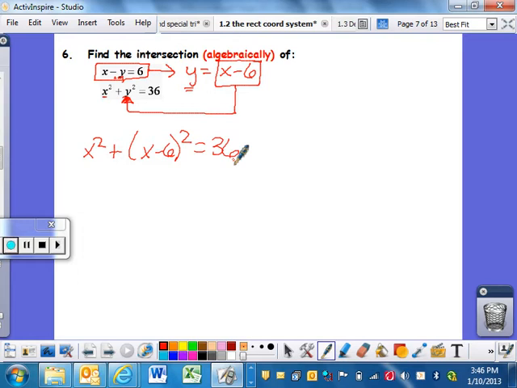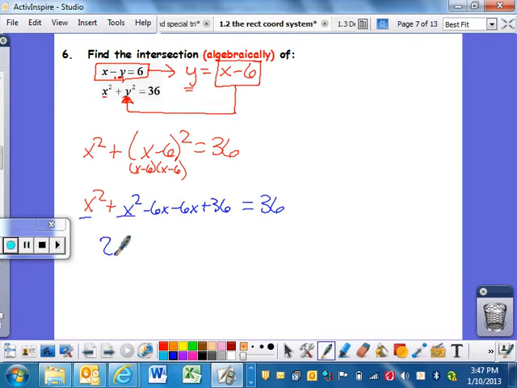And now I want to solve. Now you should get multiple answers because we have a square, so there should be 2 of them. So if I expand this, I'm going to get x squared plus, if I expand the middle here, I get x squared minus 6x plus 36, and that's equal to 36. So what's kind of nice is I can combine these two for a 2x squared. I can combine these two for a minus 12x, and then if you subtract 36 to set it equal to 0, your constants go away, so it's equal to 0. Alright, and now just solve.